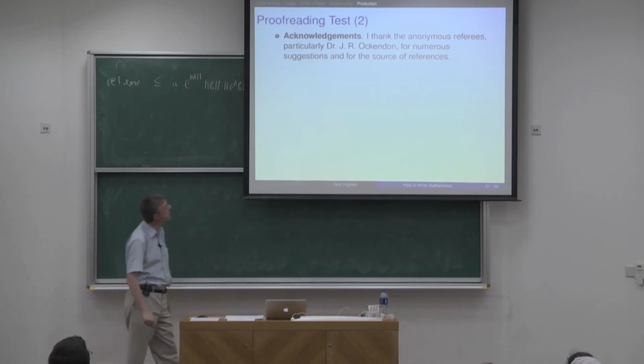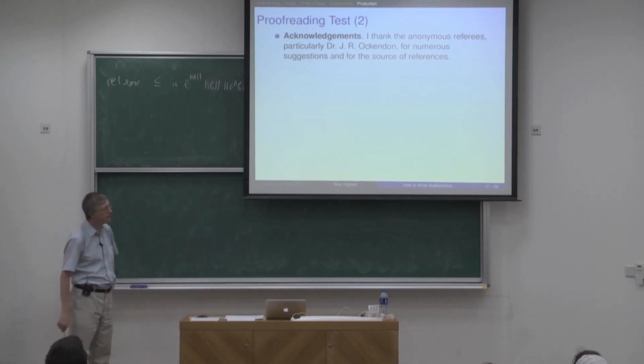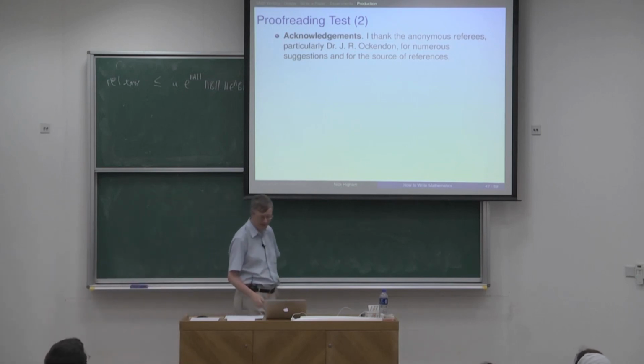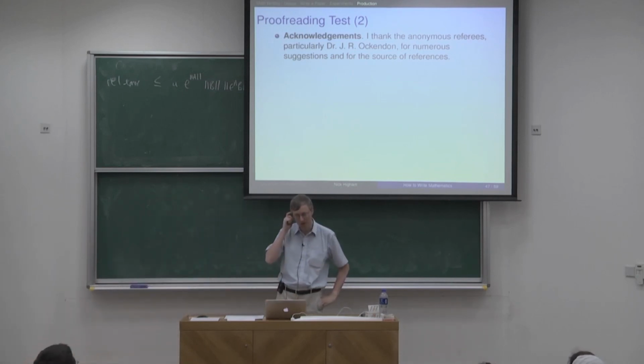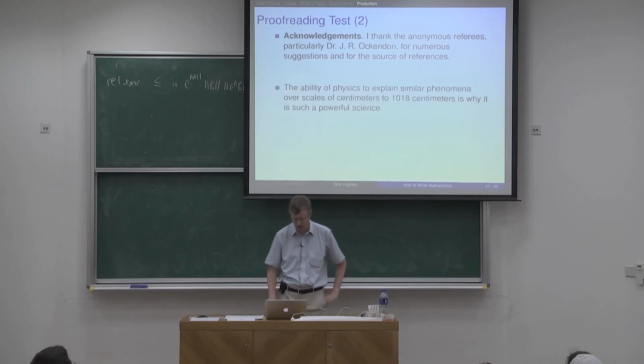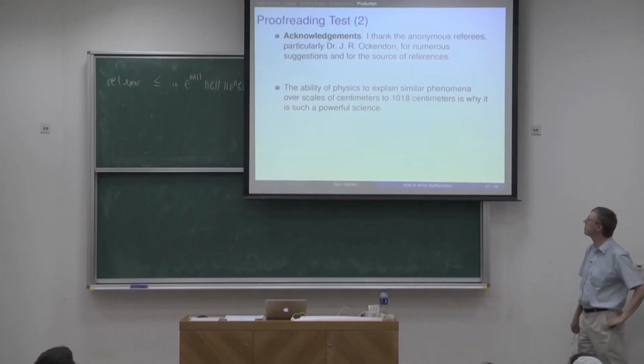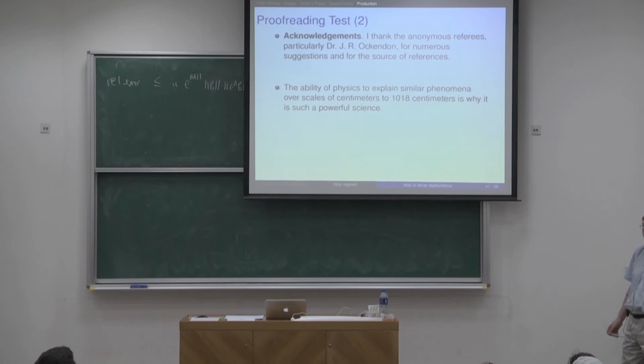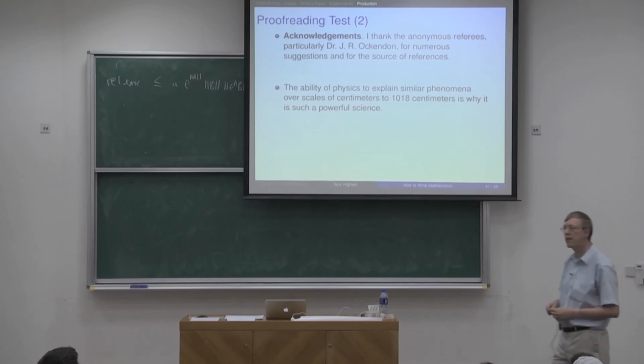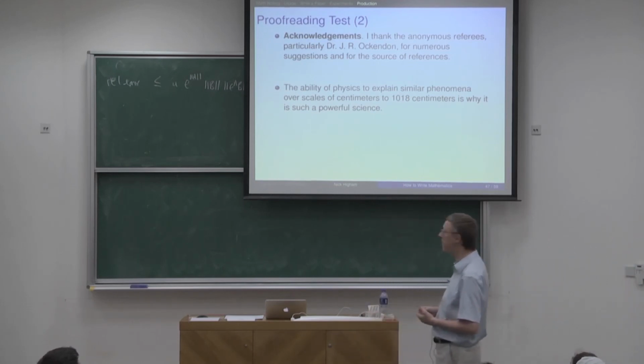How about this one? This was, again, a real example. Yes, Ockenden, he wasn't so anonymous after all then. And then this one. Is there anything wrong with the second bullet there? Pardon? No. Pardon? Yeah, it should be 10 to the power 18.